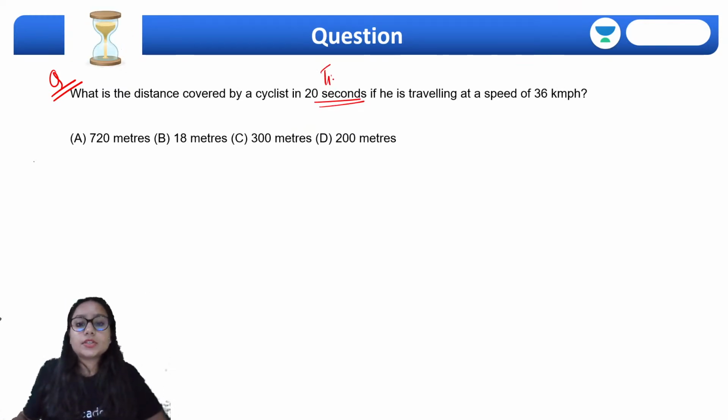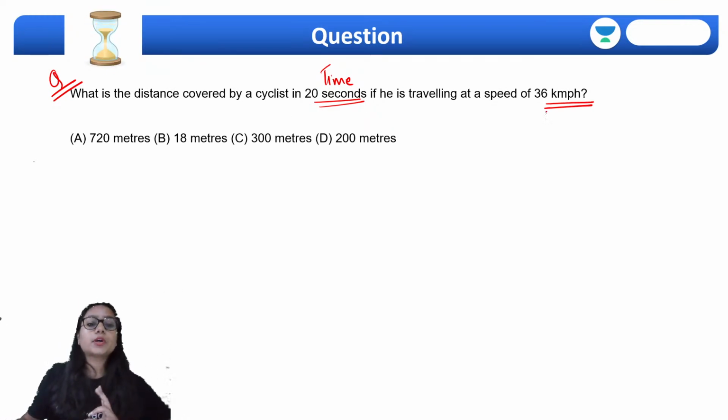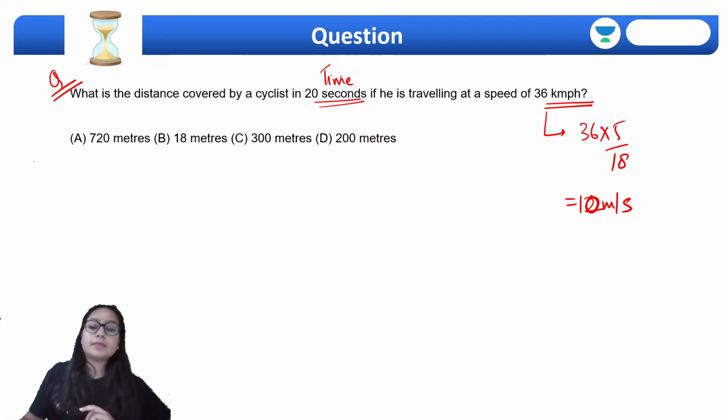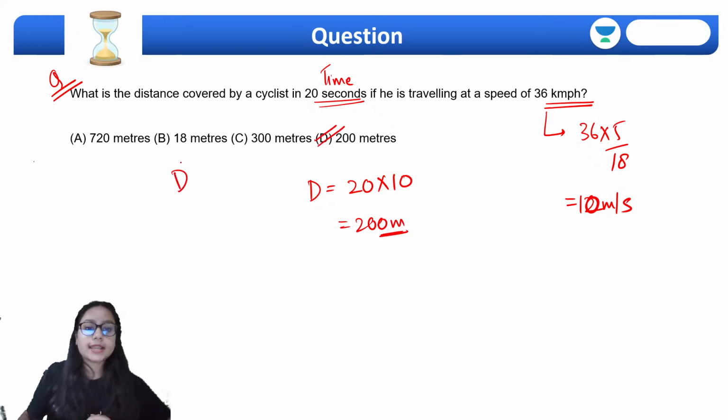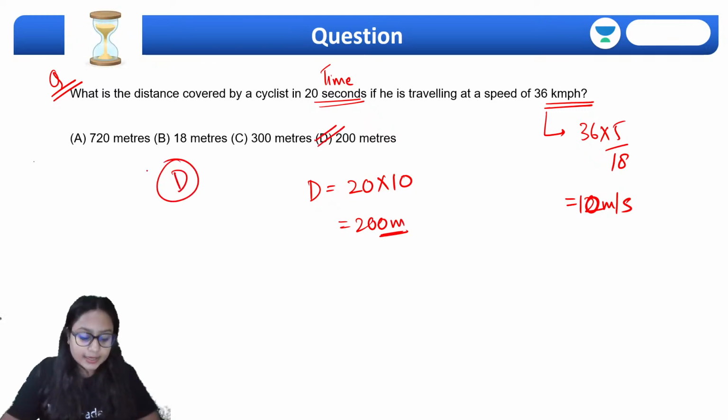So time is given to us. Speed is 36. So this is in seconds. This is in kilometer per hour. So need to convert the speed into meter per second. So this will be 36 into 5 by 18. Hence 10 meter per second is the speed. Time is 20. So the distance will be 20 into 10, which is equal to 200 meters. Hence option D is the right answer. Yes, correct everyone. 200 is the right answer.